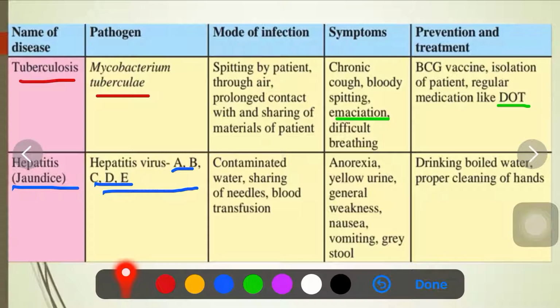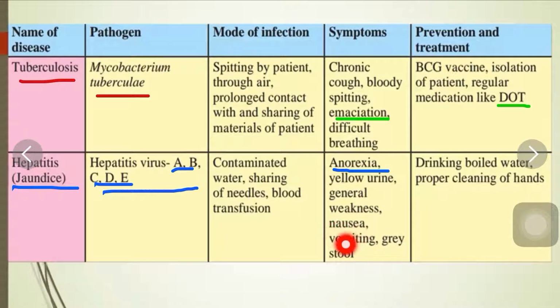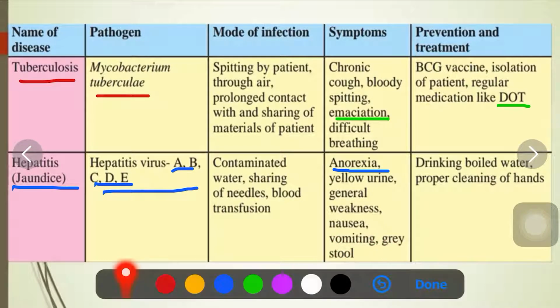Symptoms may be anorexia. Anorexia means lack or loss of appetite, meaning they do not feel hungry. Other symptoms are yellow urine, general weakness, nausea, meaning a feeling of vomiting, and grey stool. This can be prevented by drinking boiled water and proper cleaning of hands.